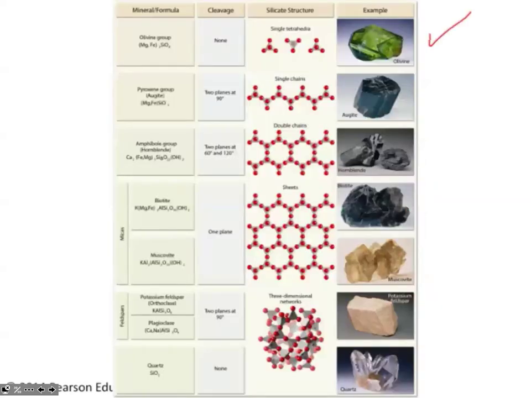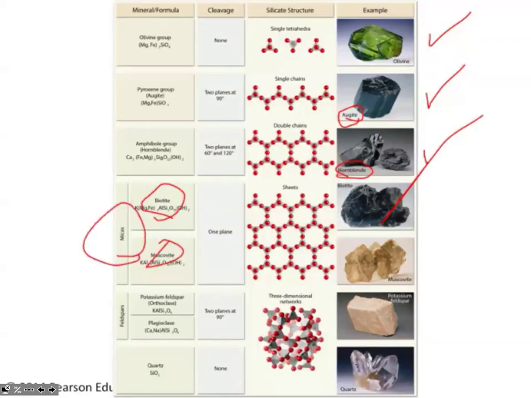You'll see that our single chain silicates are called pyroxenes. Augite is a specific example of a single chain silicate. The double chain silicates are members of the amphibole group. Hornblende is our example mineral there. The sheet silicates are biotite and muscovite. They're both examples of micas. We've seen micas in another smart figure where we talked about mineral cleavage.